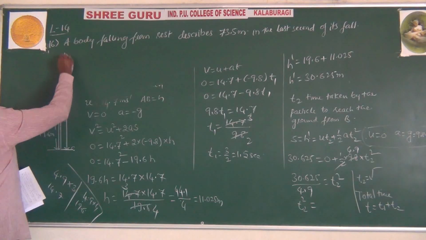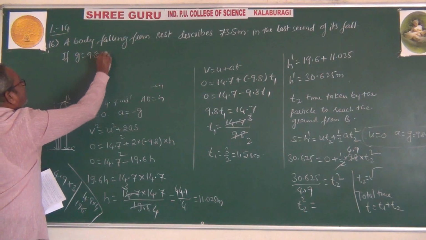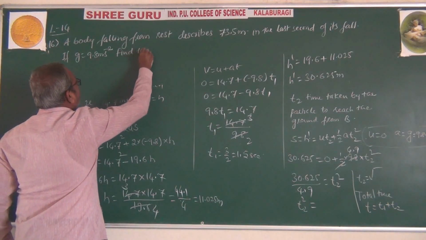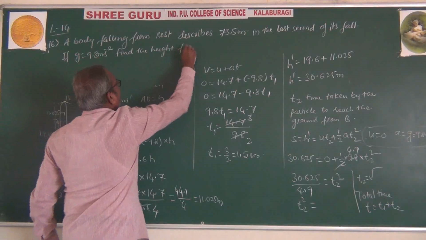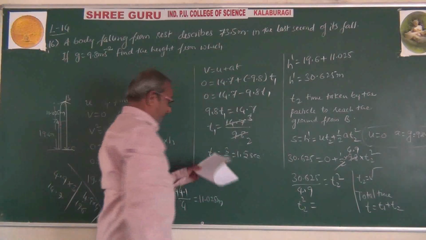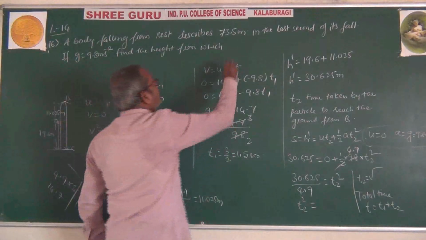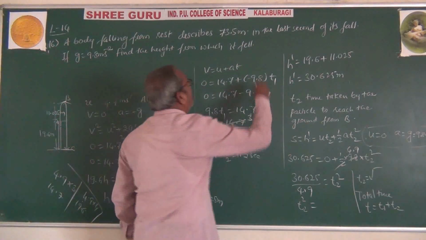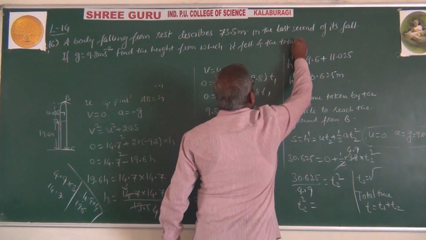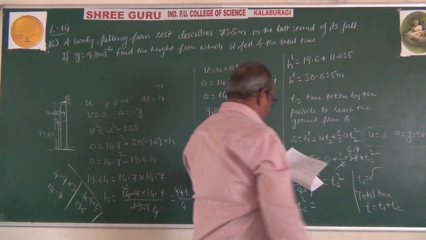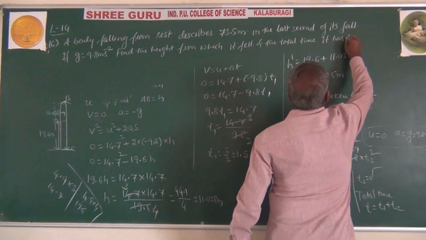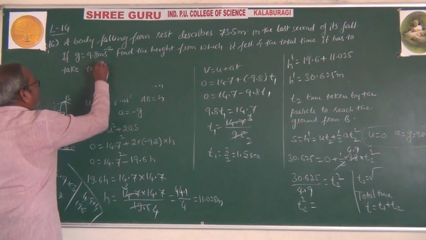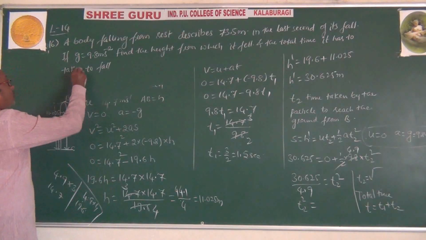If g equals 9.8, find the height from which it fell, and the total time it has taken to fall.